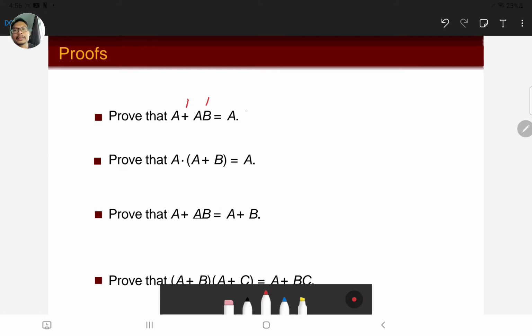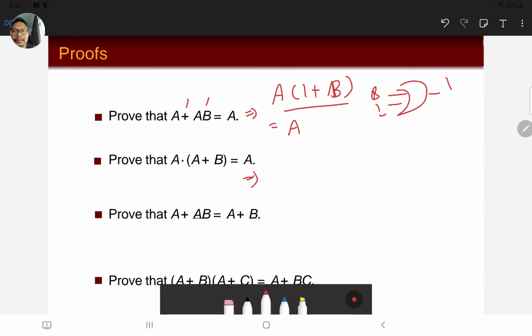But here what we can do is factor out A: A times 1 plus B. So here is actually A plus AB. What is 1 plus B? If you have a B here and a 1 here, what is going to be the output? The output is of course going to be 1. Okay, so you have the annulment there, and therefore this equals A. So this is how we can prove that one. Now prove that A dot A plus B equals A.